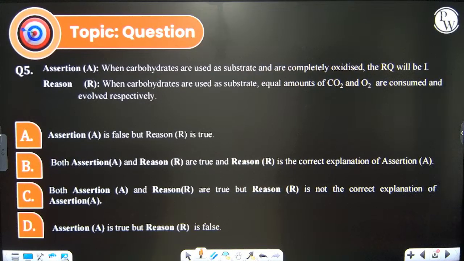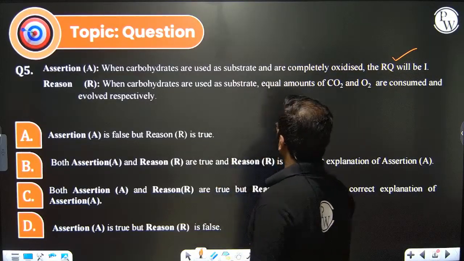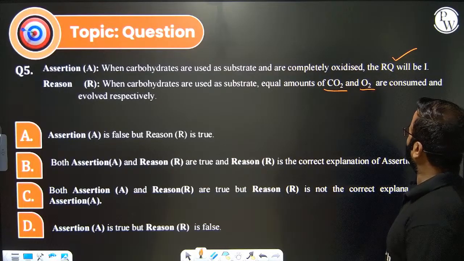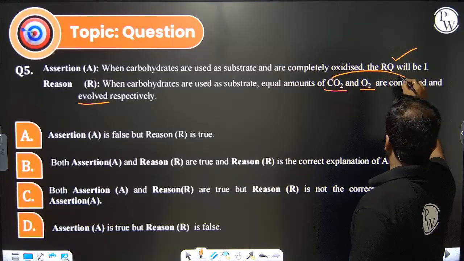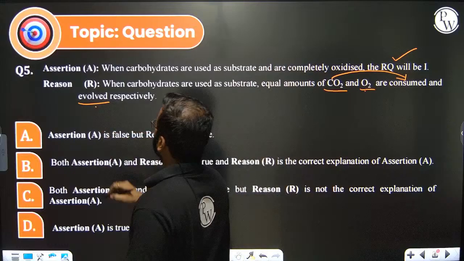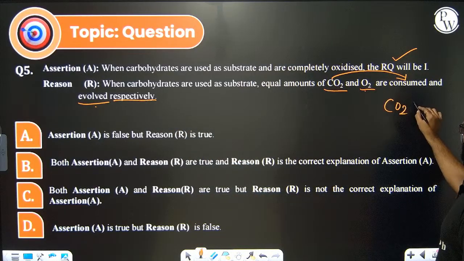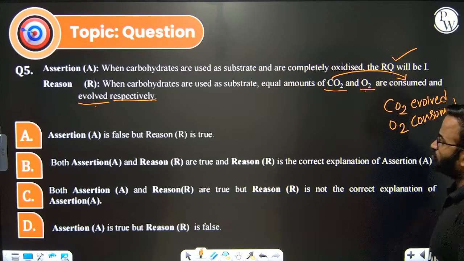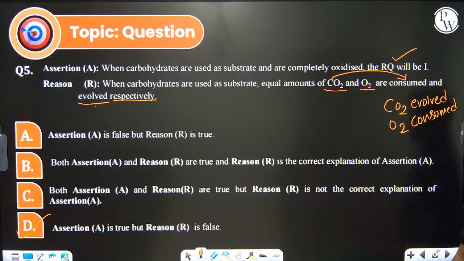Next, when carbohydrates are used as substrate and are completely oxidized, the RQ value will be 1. Yes, which is true as a statement. When carbohydrates are used as substrate, equal amounts of CO2 and O2 are consumed and evolved respectively. See over here, what is he saying? CO2 and O2 are consumed equally, which sounds true, but see here, he's saying CO2 is consumed and oxygen is evolved, which is the other way round. So he has used the term respectively as well. It is CO2 evolved and oxygen consumed in the RQ. So that is what we calculate as RQ. So I would go with D as the answer. That is, assertion is true, but R is false.